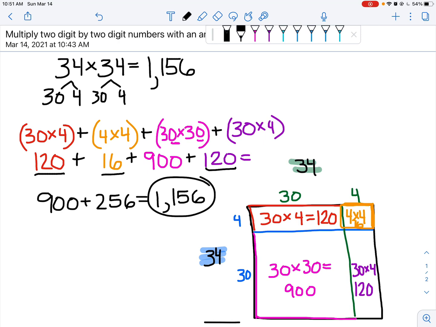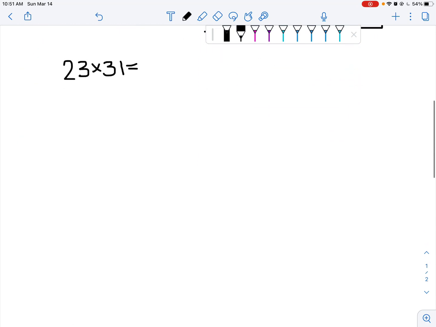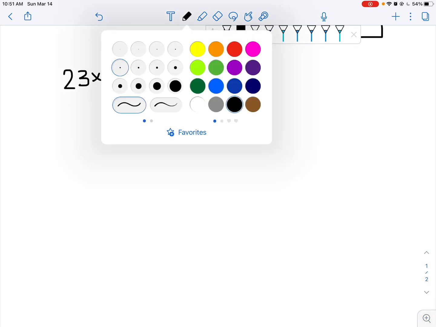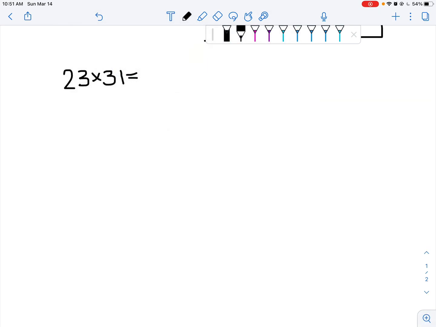1,156. Okay, so we're going to take a very large rectangle and we're going to break it down into smaller, more manageable parts. Let's take a look at one more example. This time we don't have a double, so you'll see what it looks like when we don't have a double. We have 23 by 31. So I've learned my lesson. I'm going to put my area model way down here.